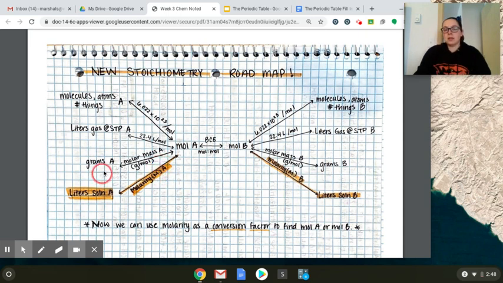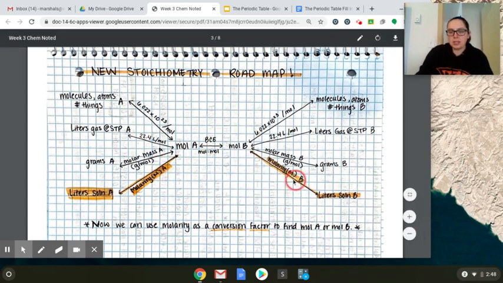And of course, what we can do to one side, we can absolutely do to this side. And so I could use molarity B to get from moles of B to liters of solution B. So now we can use molarity as a conversion factor to find moles of A or moles of B and go from there. So there's no limits to this.